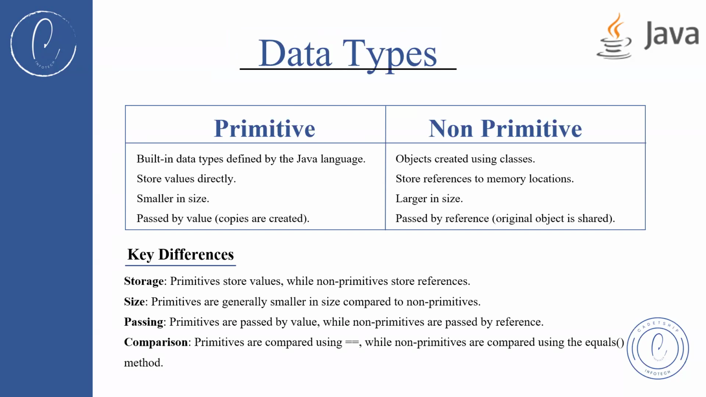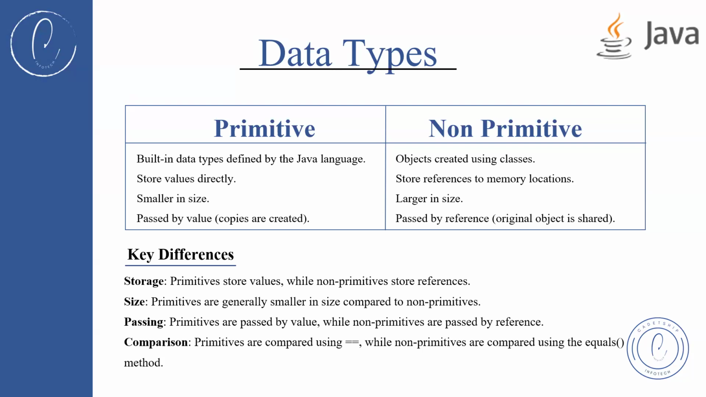They are smaller in size and they are passed by value. That is, their copies are created. So we will be learning about it also, what is passed by value and what is passed by reference. I am right now just giving you a gist of what are the basic primitive data types and what are non-primitive data types. We'll be learning about it in detail when we learn about objects and classes.